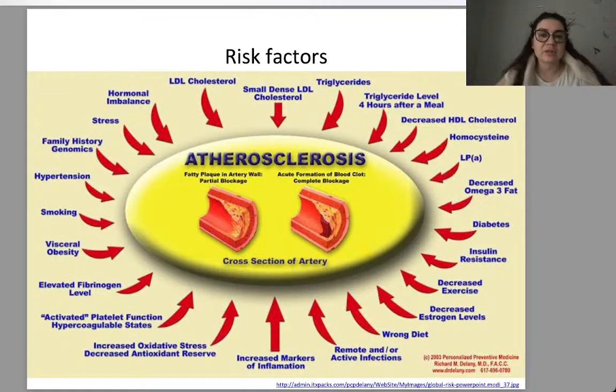The significant risk factors are visceral obesity, smoking, presence of hypertension, family history, genomics, especially in first relatives: parents, children, brothers, sisters. It is presence of chronic stress in the patient and different hormonal imbalance. A big number of different endocrinal and metabolic disorders lead to atherosclerosis progression.